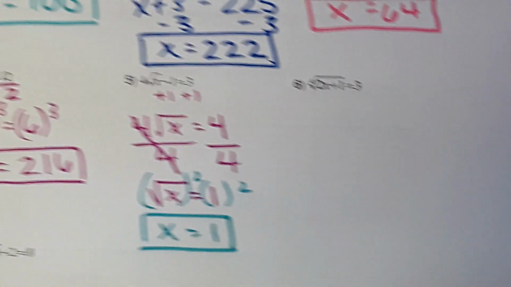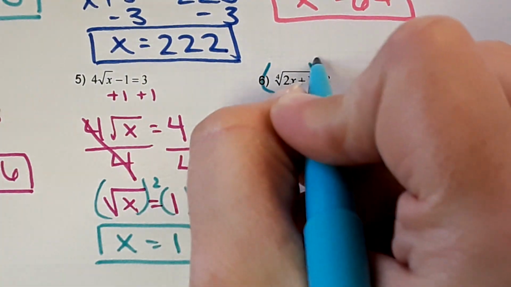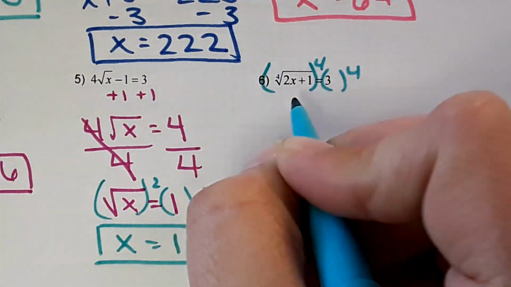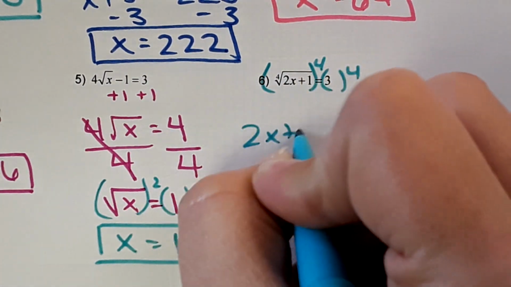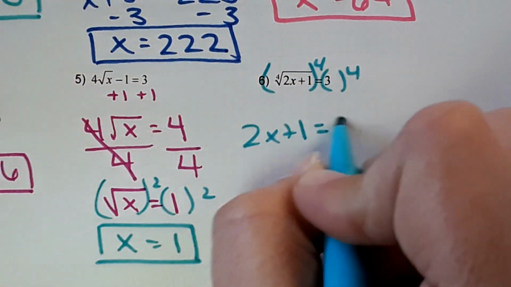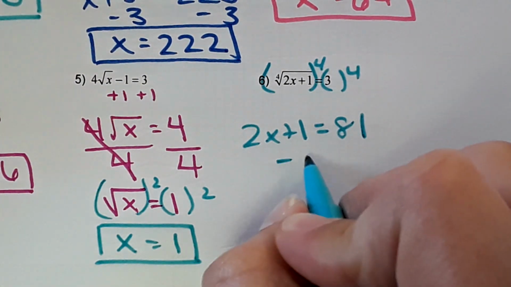Okay, number 6. So we got the 4th root. We can just 4th root both sides. And then this becomes 2x plus 1 equals 3 to the 4th root. 3 times 3 times 3 times 3 is 81. Then solve for x.